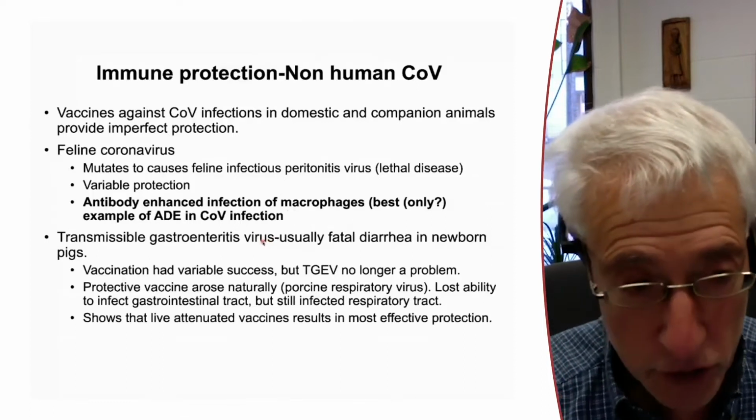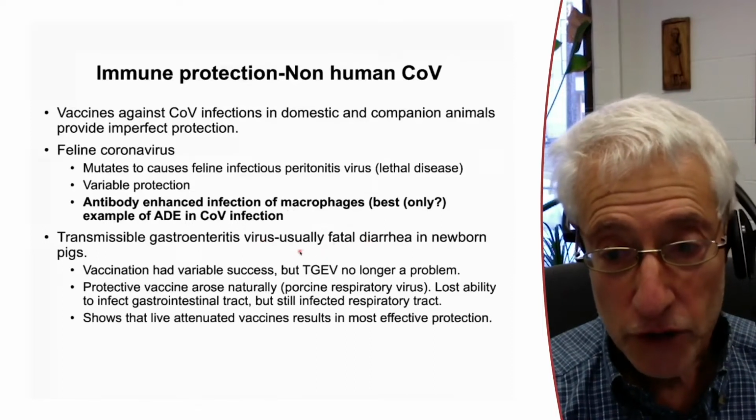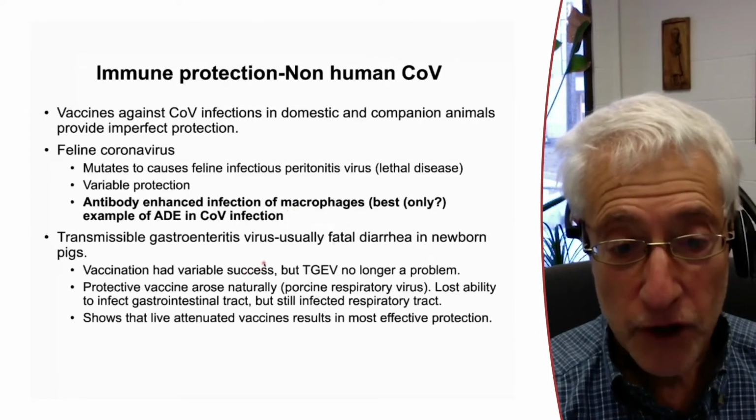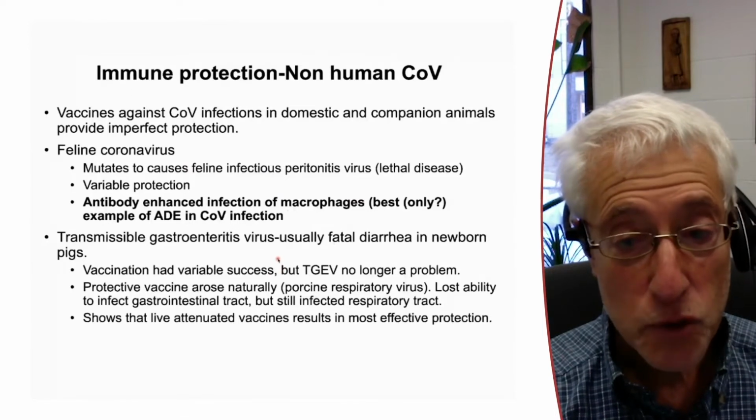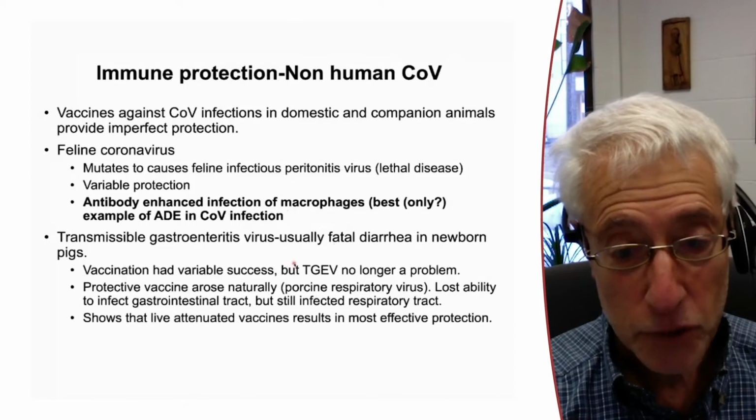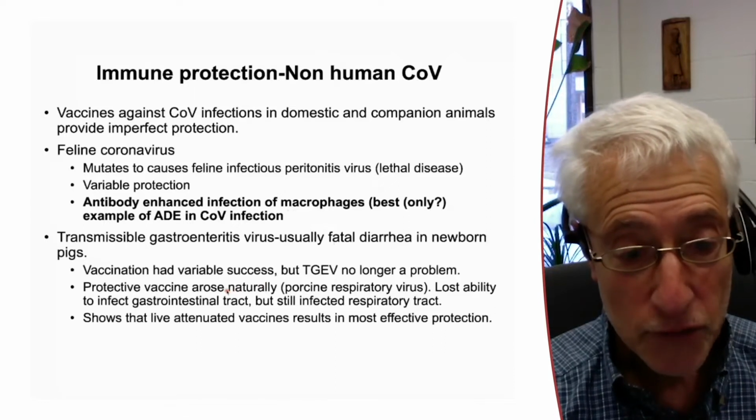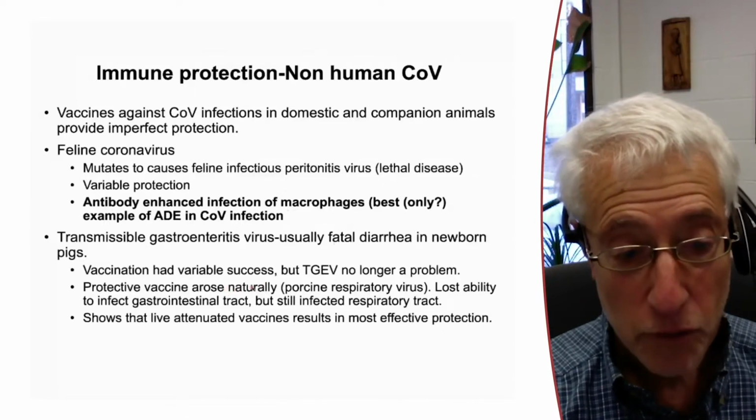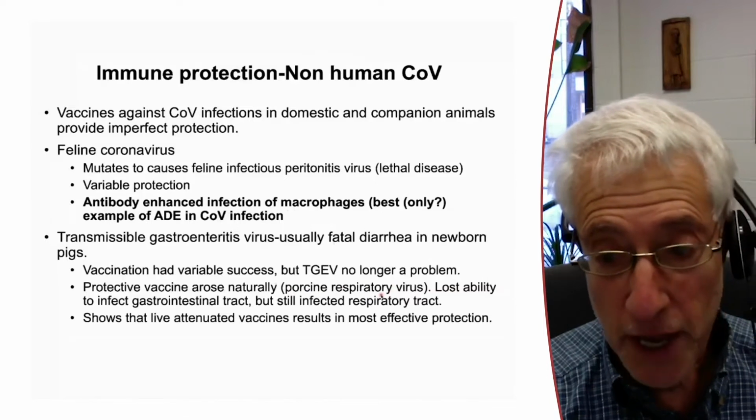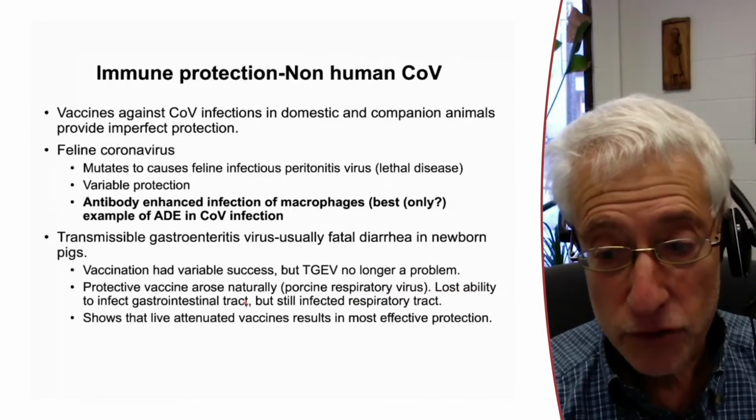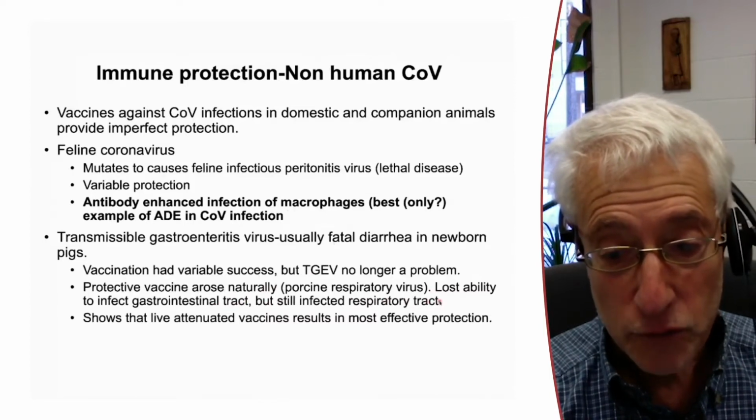Another entity that people tried to develop vaccines against was transmissible gastroenteritis virus, which causes fatal diarrhea in newborn pigs, but vaccination had variable success. And this was partly because the vaccine didn't deliver protection in the mucosa of the baby pigs. It gave good systemic protection, but not to the mucosa, so the baby pigs still developed diarrhea and died from that. However, it turns out this virus is really not a problem anymore because nature provided a protective vaccine. This virus is called porcine respiratory virus, and what this virus is just a version of TGEV, but it's lost the ability to infect the gastrointestinal tract. But it still infects the respiratory tract.